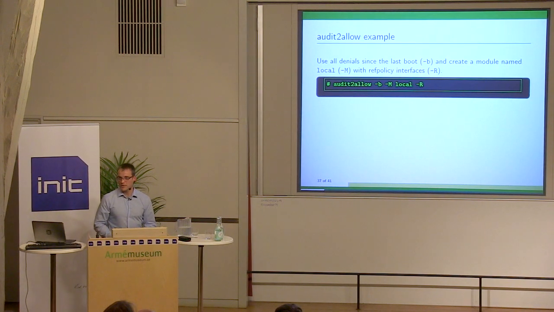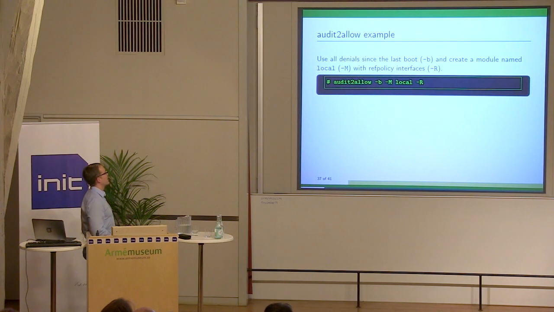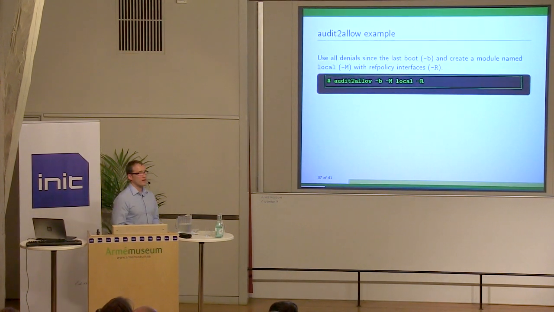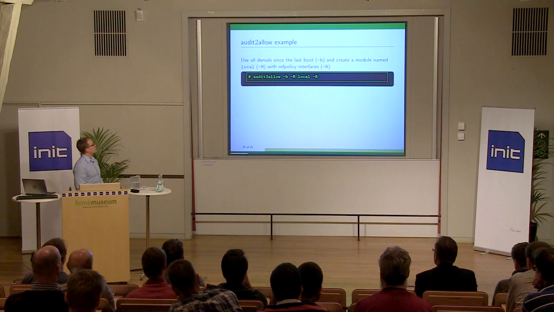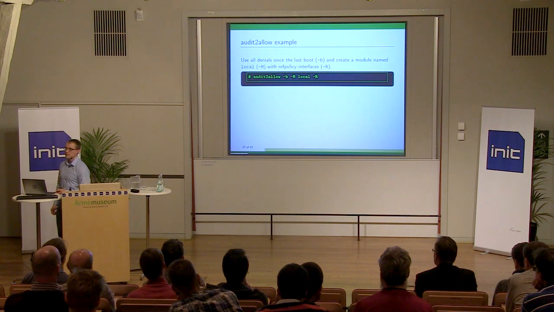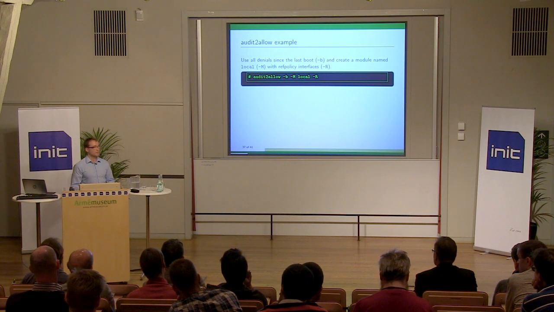A quick example, because I know that I won't have much time. If you call audit2allow, you have several ways of calling it. A useful way is described here. If you specify -b, then it reads all the denials since the last boot. So you booted your system, nothing works anymore, let's have a look with that. With -M, you specify that you want to generate a new module, and you can specify a certain name for that. And with -R, you specify that it should use the reference policy interfaces. It doesn't do that by default, but those are the switches that you will probably need a lot.